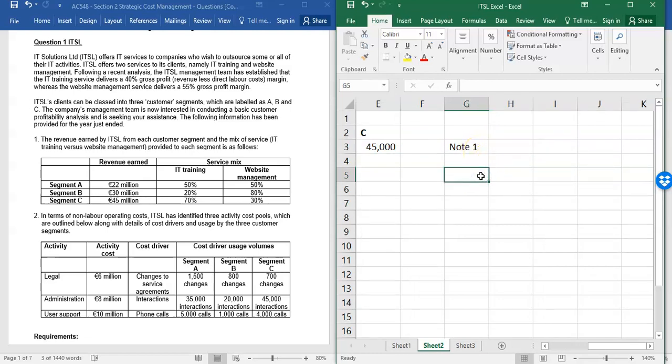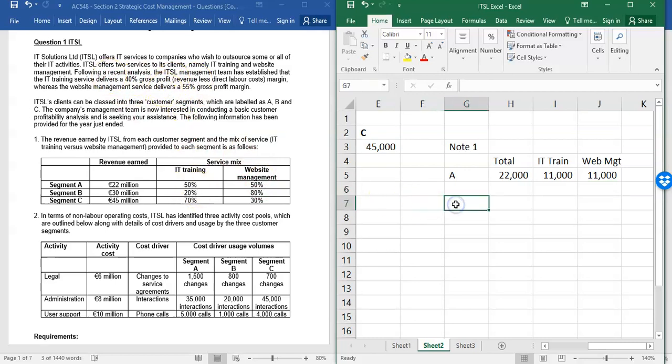So you have, for example, segment A. Segment A is a total of 22 million. So we'll say that's total revenue, of which IT training, and then web management. So you have to split it 11 and 11. The reason we're splitting it is these have two different profitabilities. If you look here, all else being equal, web management is more profitable than IT training.